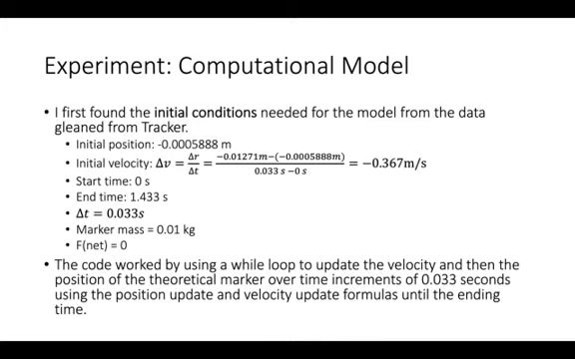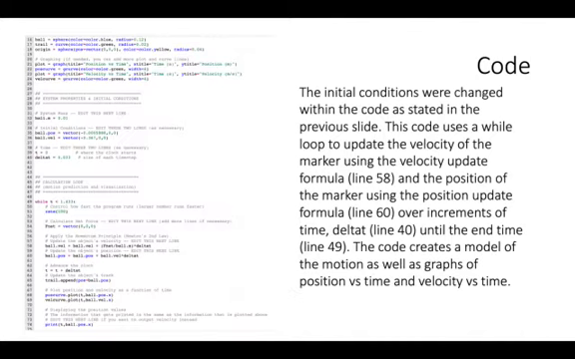The code worked by using a while loop to update the velocity and then the position of the theoretical marker over time increments of 0.033 seconds using the position update and velocity update formulas until the ending time. Here's the code I used. The initial conditions were changed within the code as stated in the previous slide.